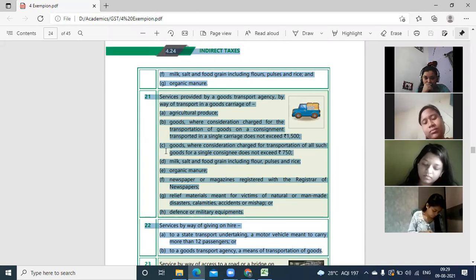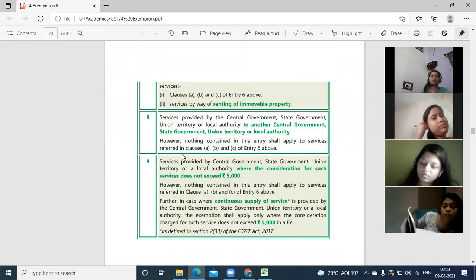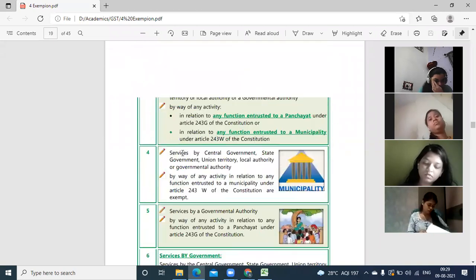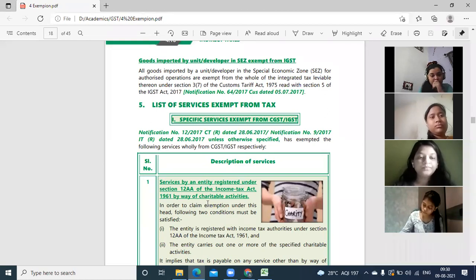So honestly speaking, this is section 11, subsection 21. But you will not be able to remember so many, because there are so many subsections. Okay, that's why we have given a list.